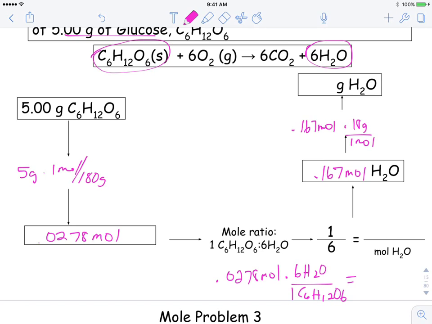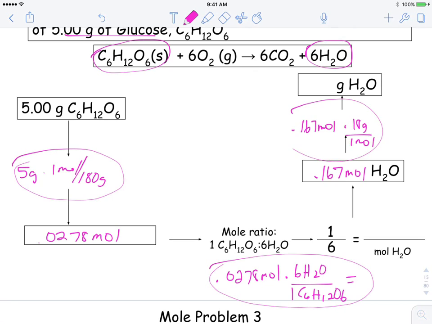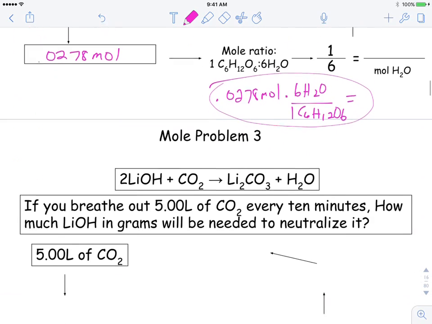Step 1 was to change grams to moles. Step 2, use a mole ratio. Step 3, change it back to grams. If we change that back to grams, we get 3.00 grams. Three steps. Let's try another one.